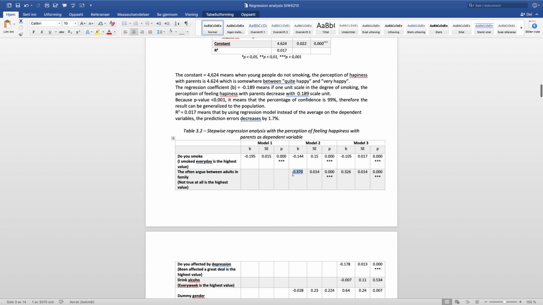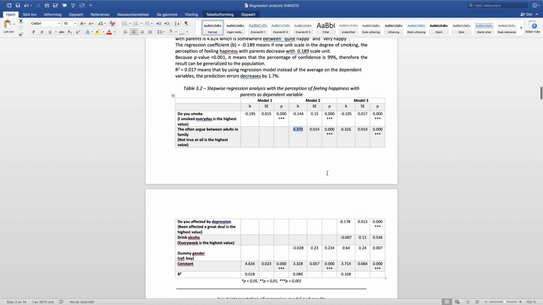They are very happy with their parents, because as you go 1 scale unit up on this independent variable, the dependent variable increases with 0.37. 0 scale units, which is towards being very happy with your parents, which means that those who have parents that don't argue with one another are more happy with their parents. I mean, not so strange. And it can be generalized to the population because it's significant.